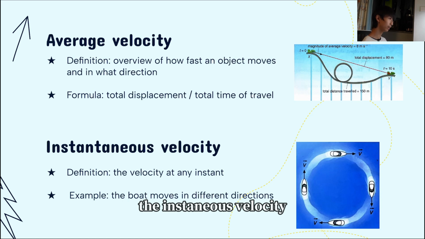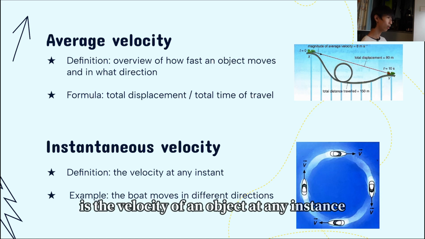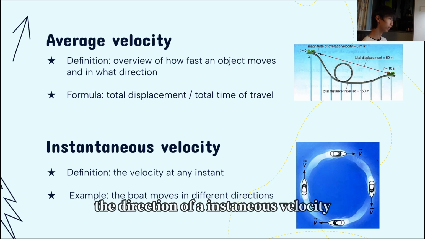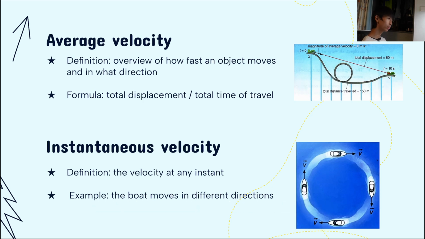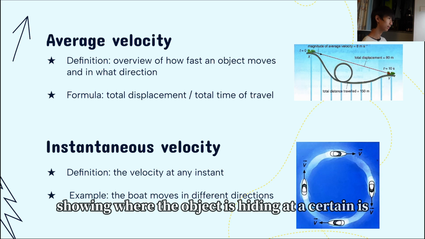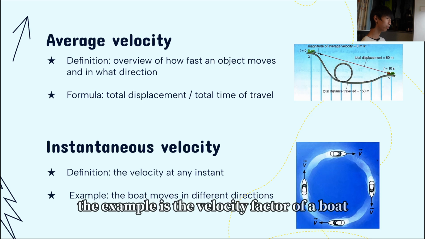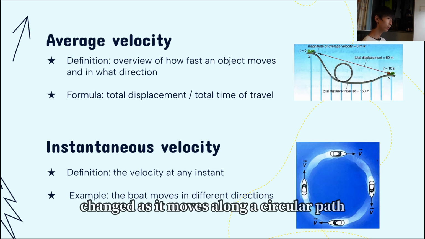The instantaneous velocity is the velocity of an object at any instant. The direction of instantaneous velocity is the direction of motion of an object, showing where the object is heading at a certain instant. The example is the velocity vector of a boat change as it moves along a circular path.